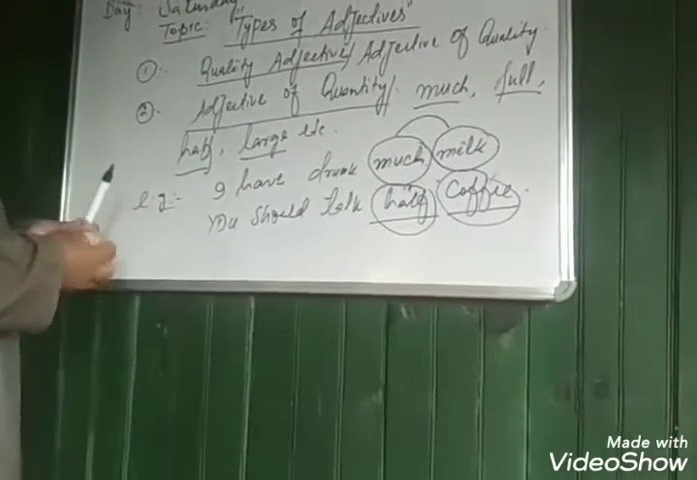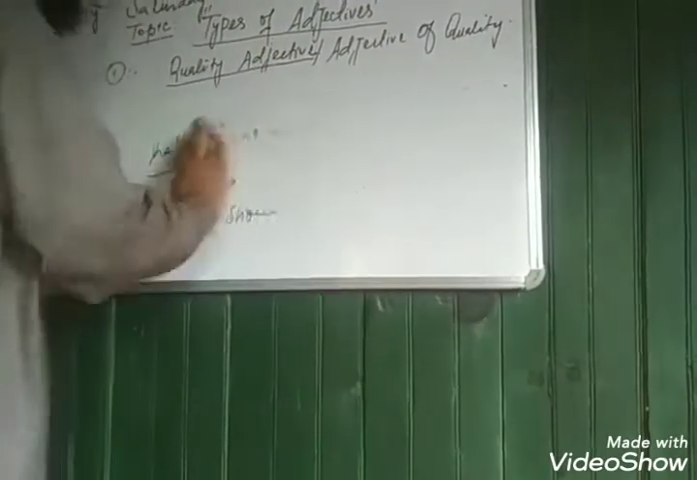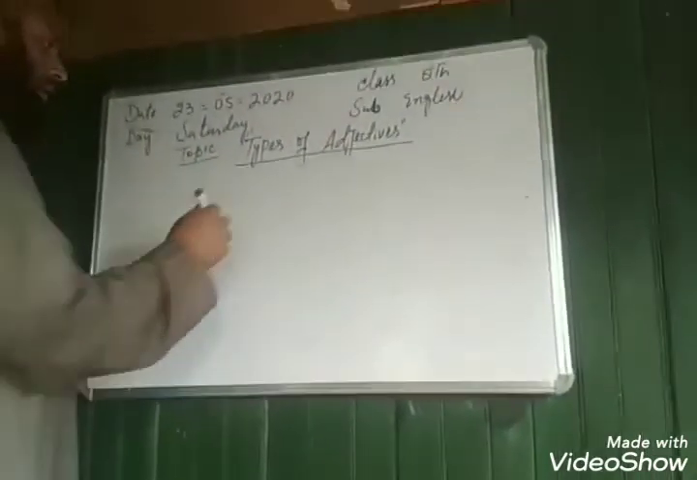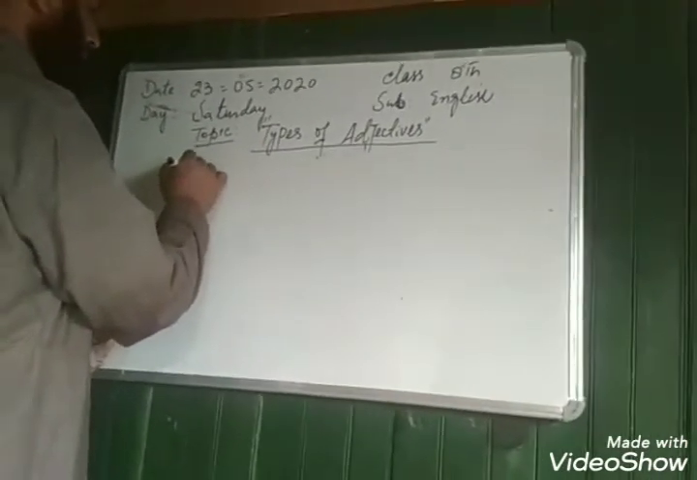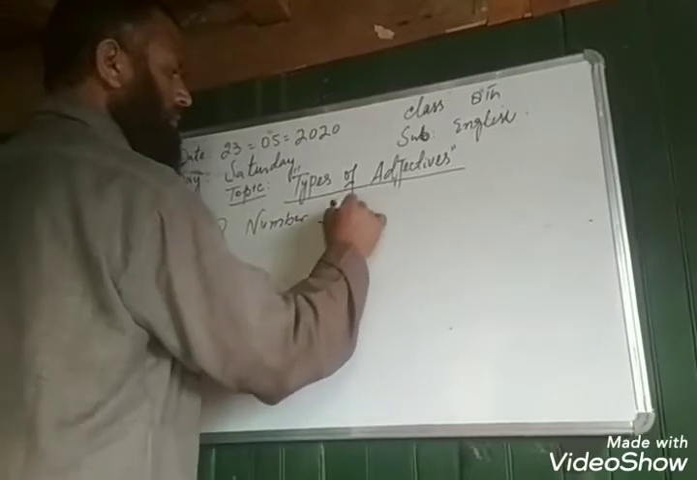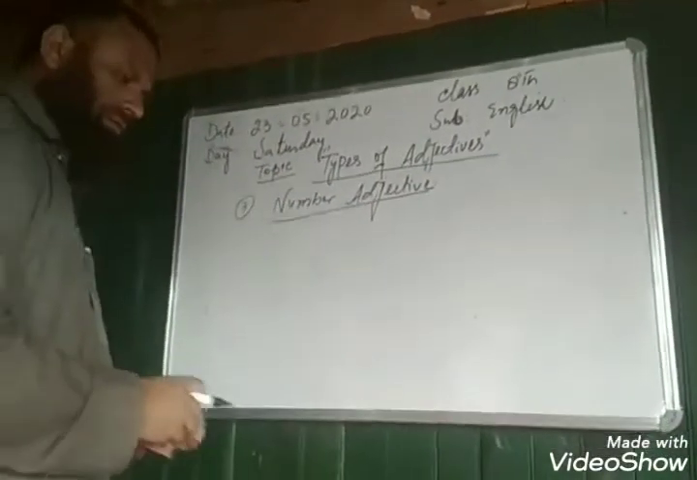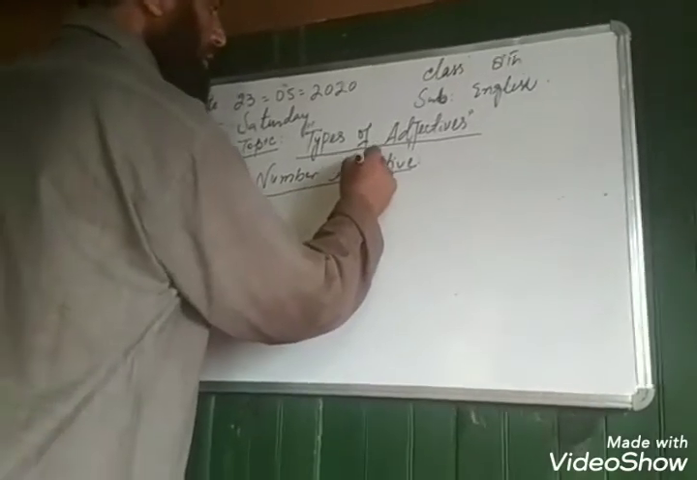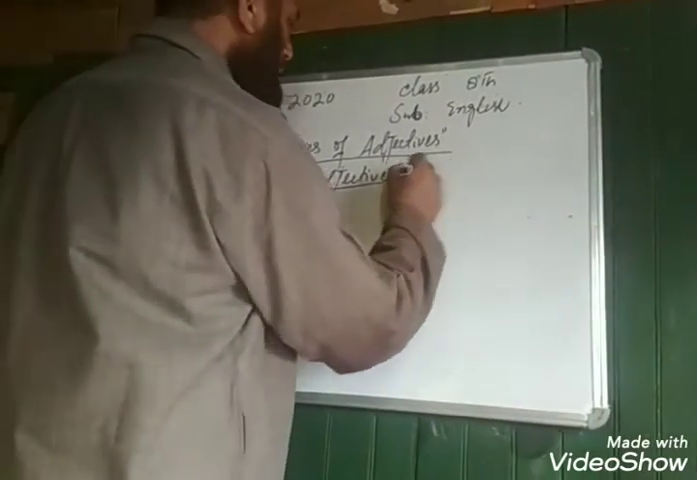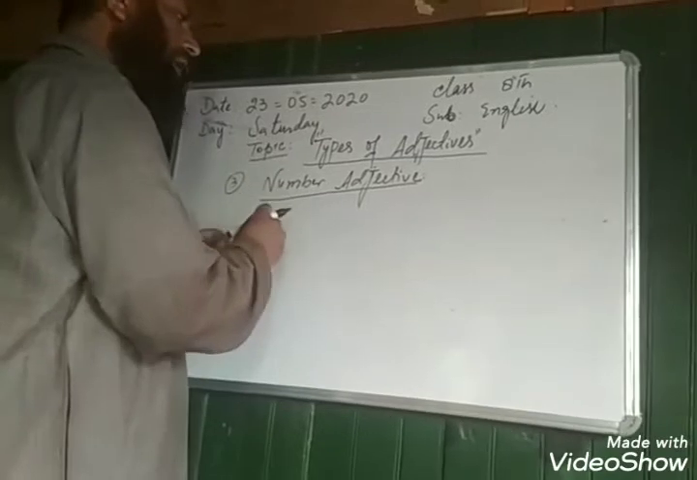Now there is another type, the number adjective, the adjective of numbers. But you must not feel any confusion here. Quantity and number are two different things. Quantity is that thing where we cannot count, and number is that thing where we can count.